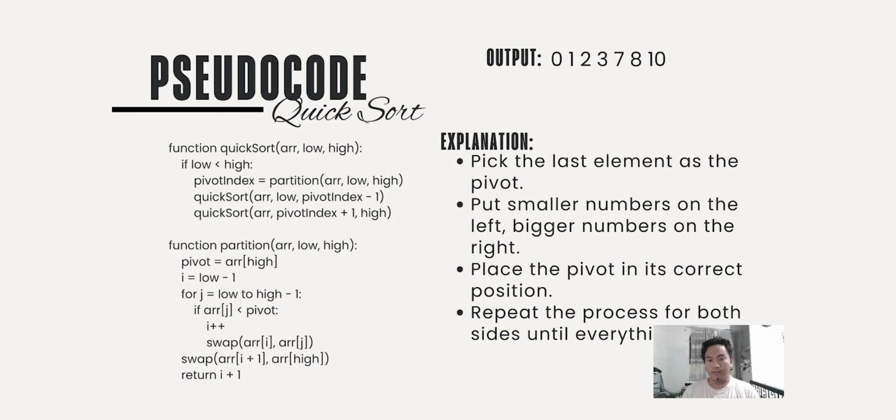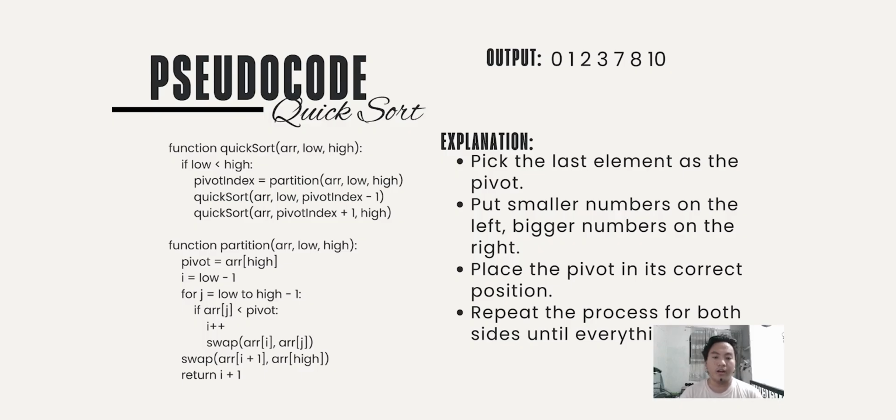So now, let's move on to the partition function. Here's how it works. We pick the last element as our pivot. Then we set i to one position before the start of the subarray. This marks the boundary between smaller and larger elements.